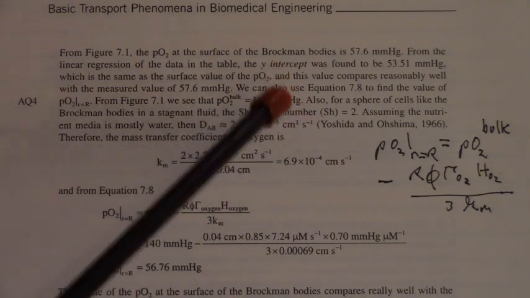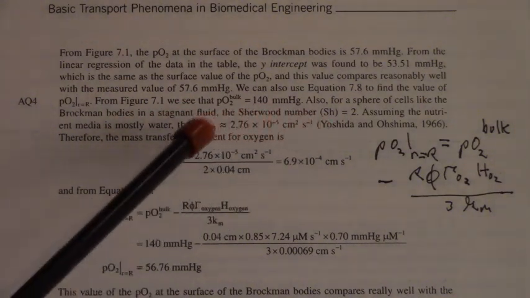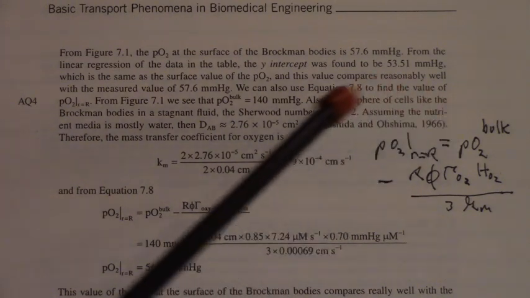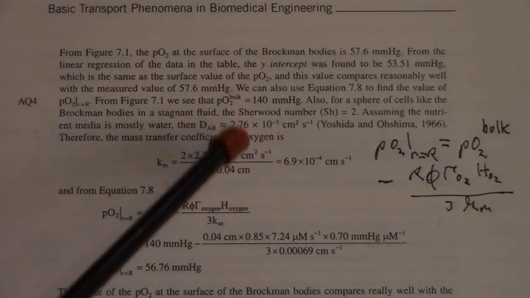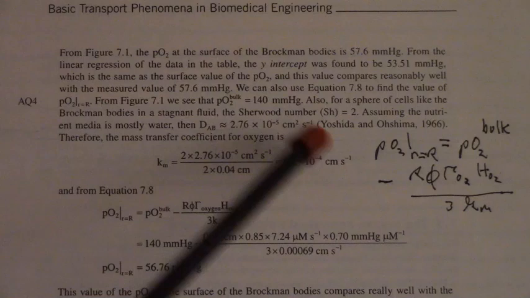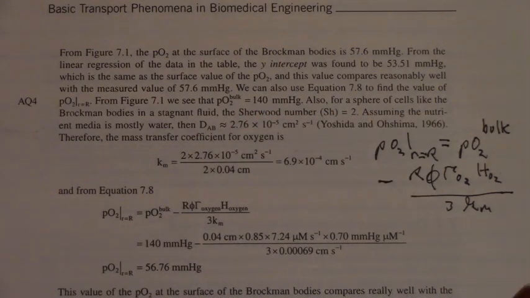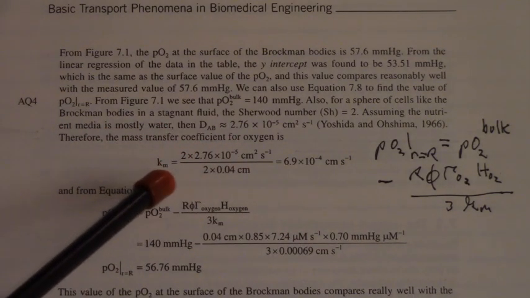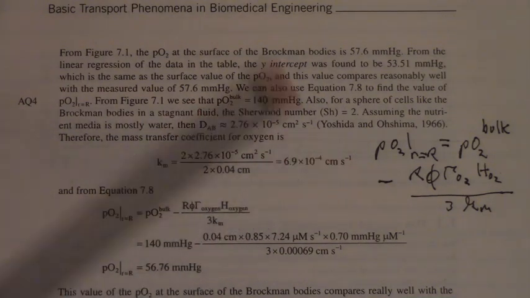So you can see they're a little bit below that saturation value in terms of their PO2 in the bulk solution. Also, for a sphere of cells like the Brockman bodies in a stagnant fluid, which we're talking about in this case, the Sherwood number is going to be 2. So assuming the nutrient media is mostly water, we take the D_AB for oxygen to be 2.76 times 10 to the minus fifth square centimeters per second, a value that we talked about from chapter 5. Then from the Sherwood number for a sphere, we can calculate the value of Km, which gives us about 6.9 times 10 to the minus fourth centimeters per second.